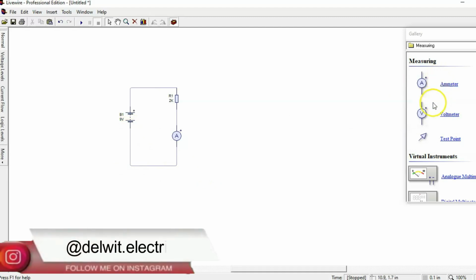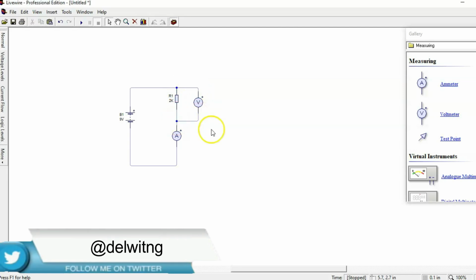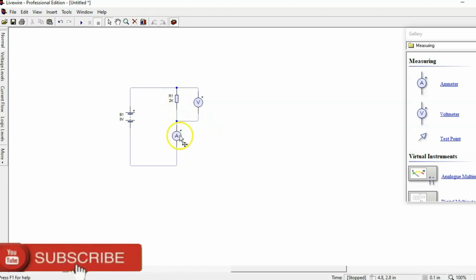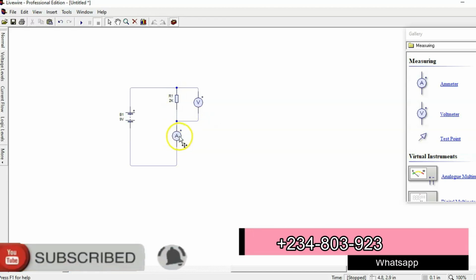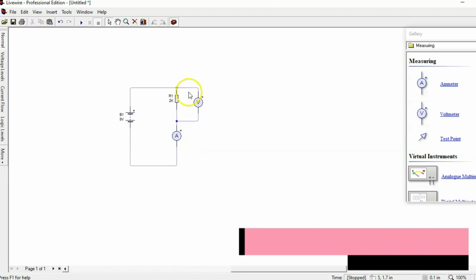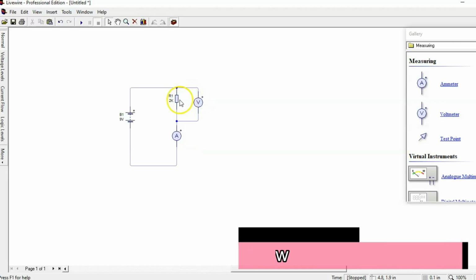Now your voltmeter is connected in parallel to your load. So we parallel this and we parallel this. So this is a perfect example of your Ohm's law. Now let's look at it. This is in series, so for us to know the current, this is our ammeter. Our ammeter is going to measure our current. So let's see what it's going to give us. Our voltmeter is in parallel to this.